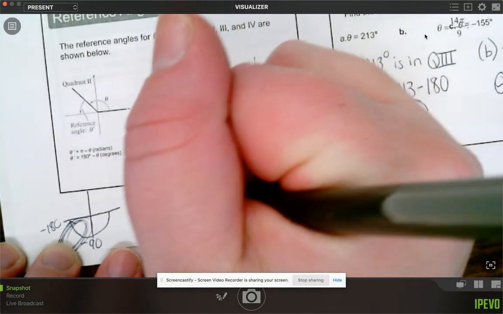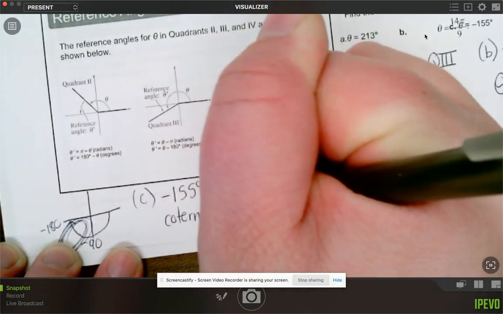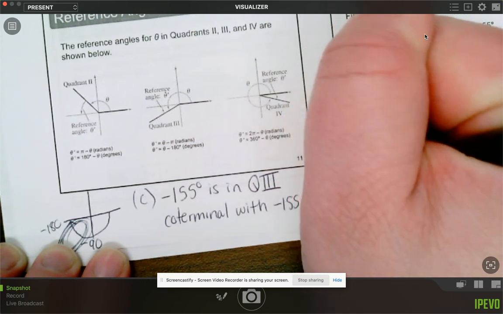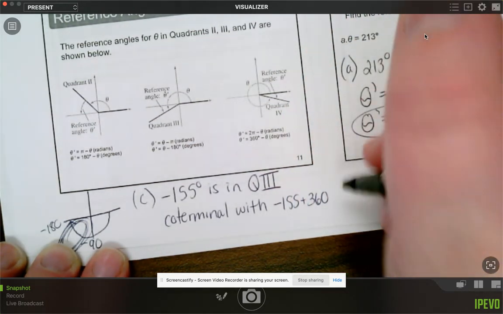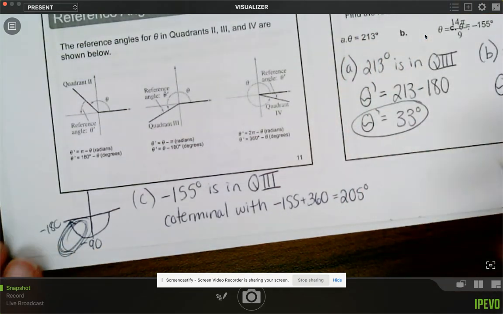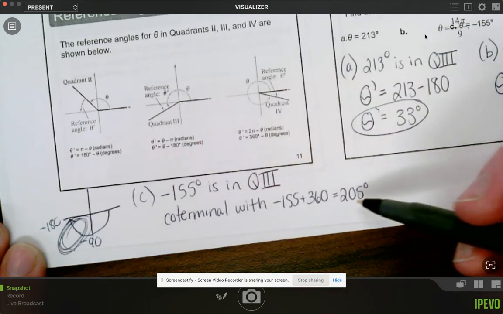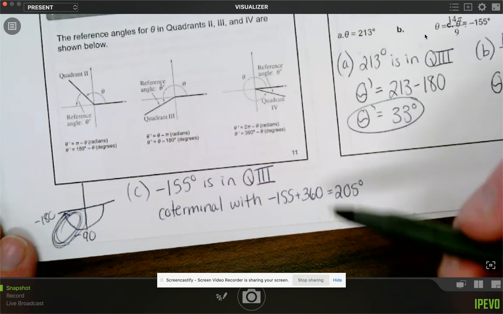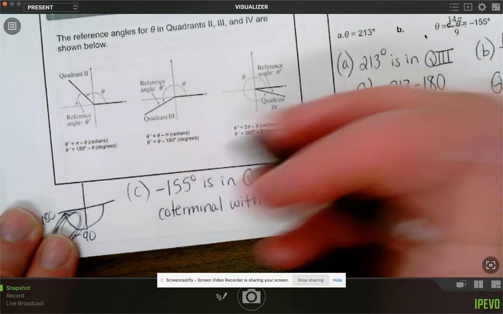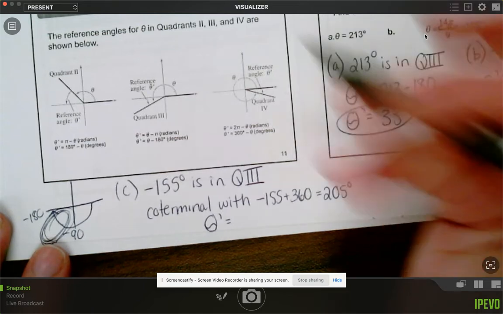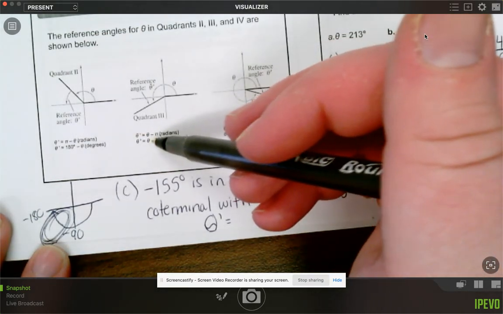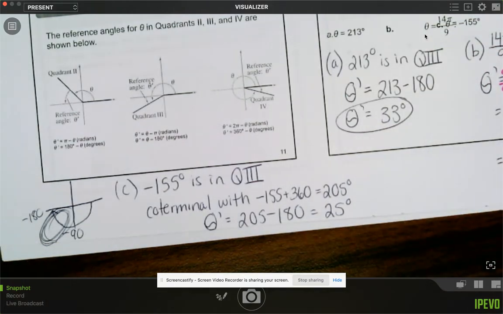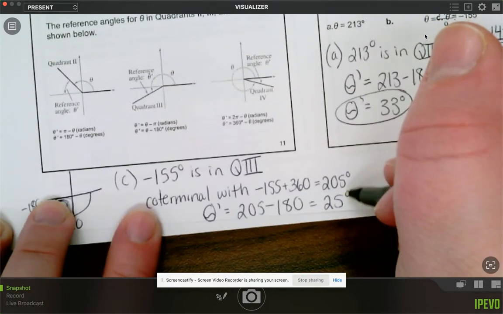Okay. And you need to find what it's coterminal with. Going back to section 4.1, remember to find coterminal angles, you take the angle and you add or subtract 360. So we're going to add 360 and get 205. So negative 155 degrees and 205 degrees are the same exact angle, except one's positive, one's negative. At that point, now I know I'm in quadrant 3 and I've got my positive angle to find my reference angle. I look up here. I'm in degrees. I do theta, which is 205, minus 180 to get 25 degrees. Okay, and that's my final answer there.